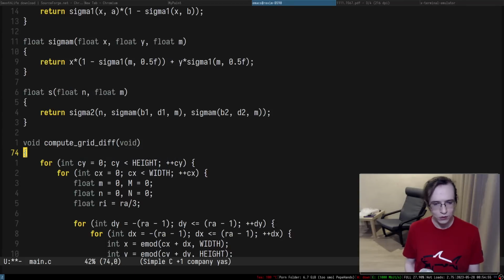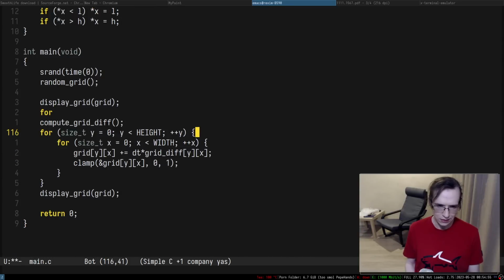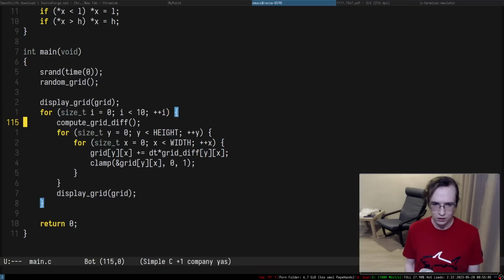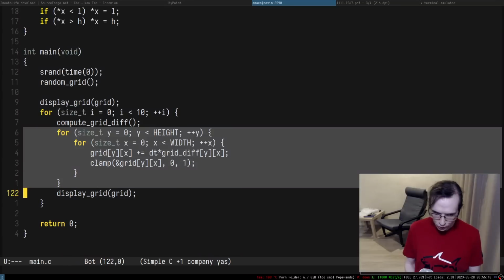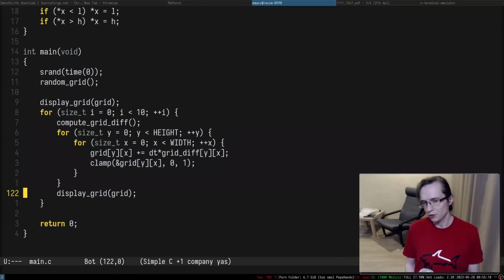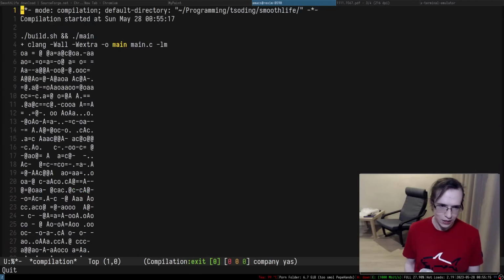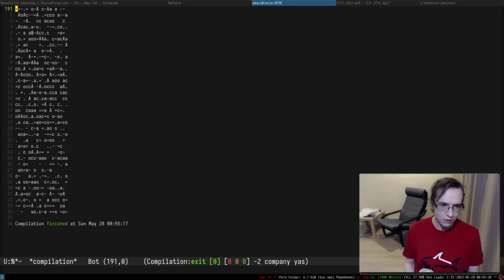By the way, in a compute grid diff, do we reset? Yeah, we do reset this entire thing, so I don't need to clean anything up. Right, and let's try to do this 10 times. Can we do that 10 times? Compute grid diff, apply grid diff, and display grid diff. So maybe this thing should be a separate operation as well, if you know what I mean.